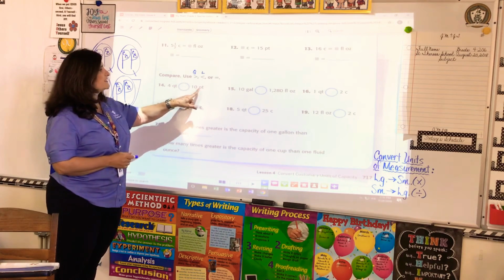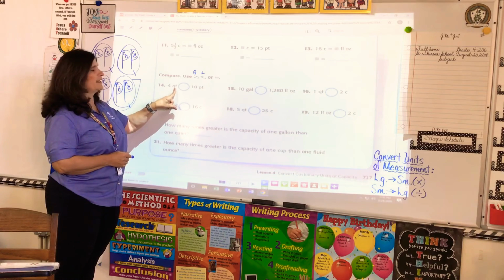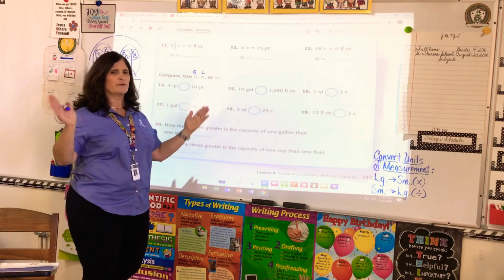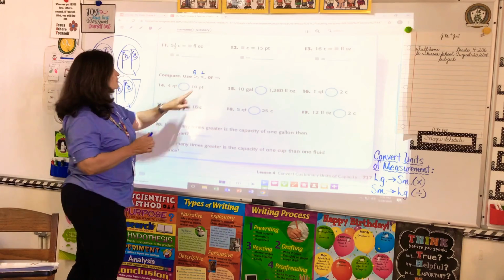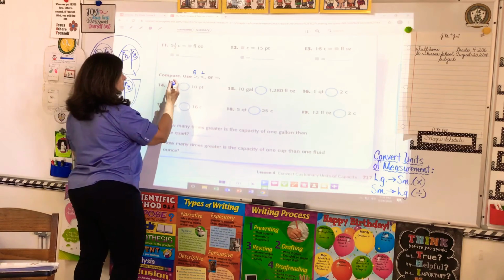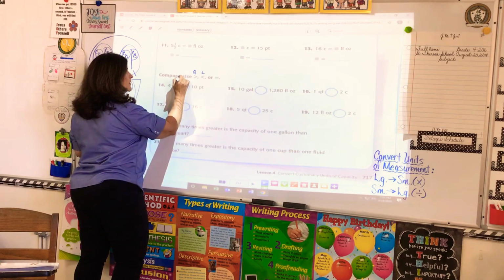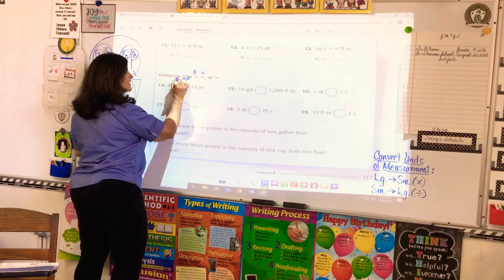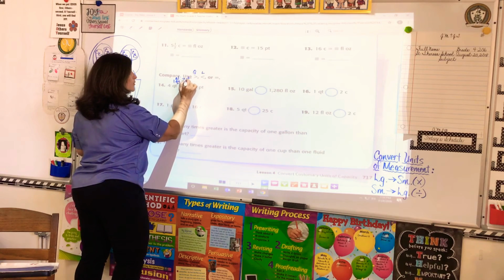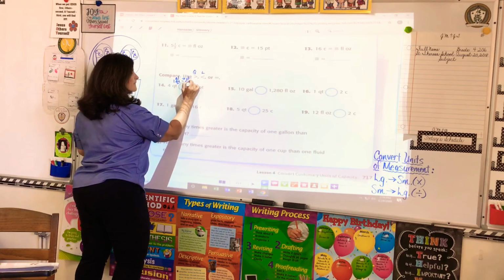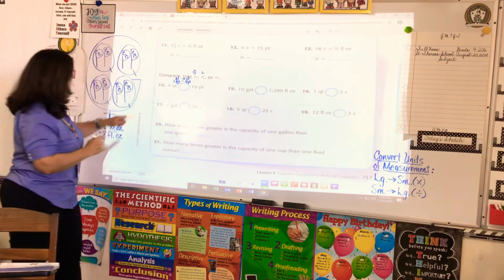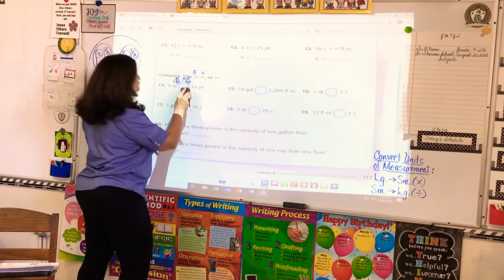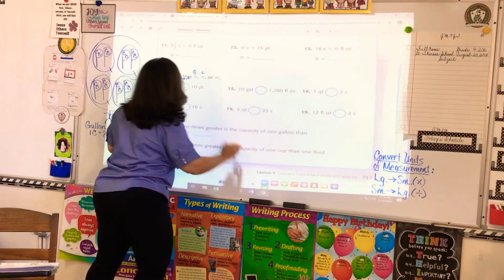Now we have quarts and pints. We're going to work on changing the quarts to pints because we have been working on going from larger to smaller. Quarts are larger than pints. Okay, so when we go from quarts to pints, they are larger. And we know that 1 quart equals 4 pints. Okay, we know that from here. 1 quart equals 2 pints, not 4 pints, 2 pints. 1 quart equals 2 pints.